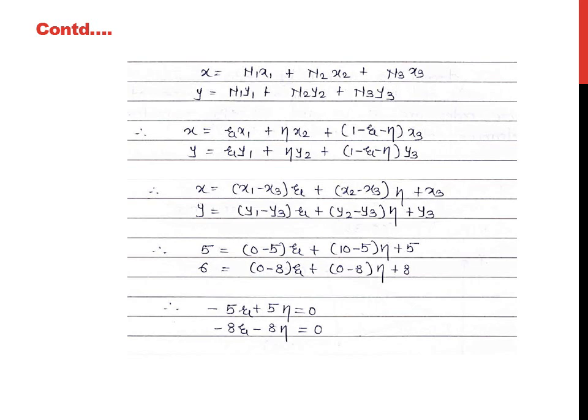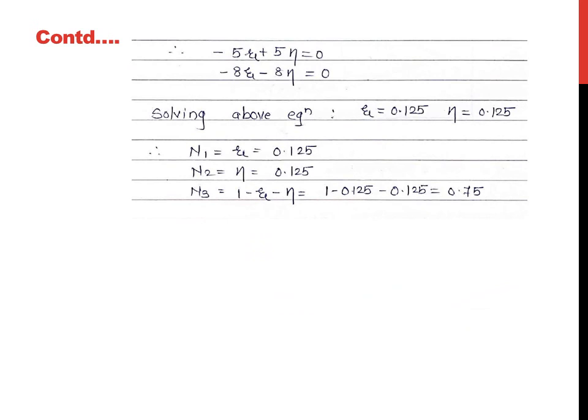So put in the values of x, y, x1, x2, x3 and y1, y2, y3. You will get two equations, as mentioned in the last two equations: minus 5 zeta plus 5 eta is equal to 0, and minus 8 zeta minus 8 eta is equal to 0. These are the equations in terms of zeta and eta, two equations and two unknowns. Solving simultaneously you will get zeta and eta. Now zeta is equal to n1, so you will get 0.125, and eta is equal to n2, which is 0.125. So you can easily calculate n3 is equal to 1 minus zeta minus eta, which is 0.75.